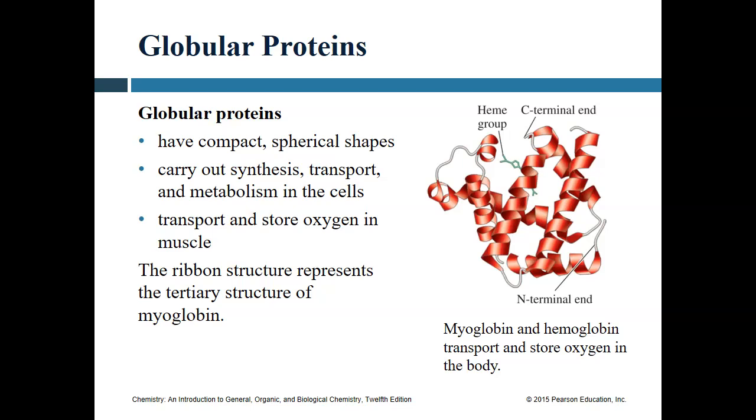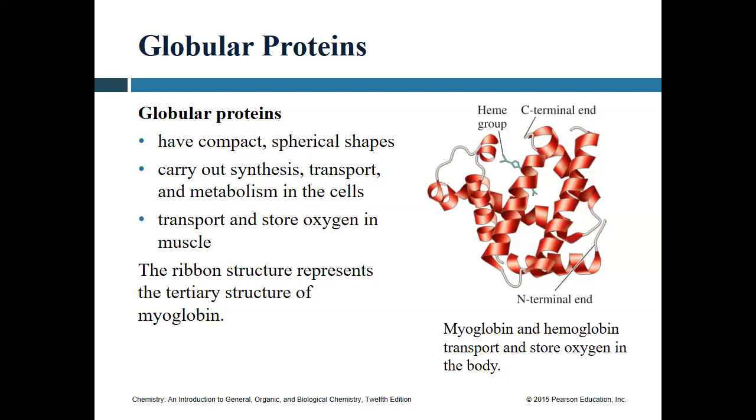Now, some examples of this are things like globular proteins. Globular proteins are called that because they are globe-like, they are spherical in their shape. And as these proteins, they carry out a number of different functions. They will synthesize, they will metabolize, and they will transport things. The primary thing that they are known for transporting is oxygen. So these globular proteins will transport oxygen throughout your body.